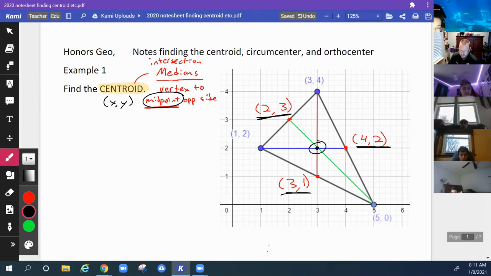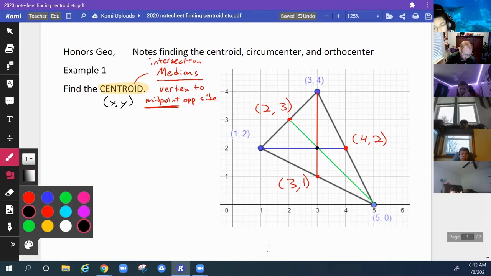A median goes from the vertex to the midpoint. So just for note purposes, we're going to find the equation of a couple of these medians. Now, there are 2 medians on here that are easy to work with. And whenever you're doing these problems, sometimes you want to just pick out the easier problem or the easier equations to work with.